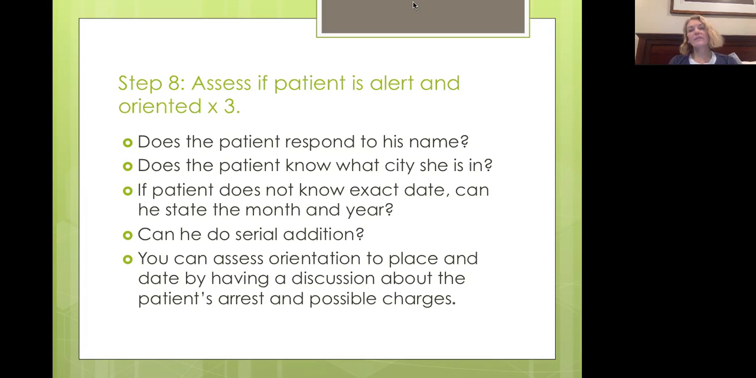You can also assess orientation to place and date by having a discussion about the patient's arrest, like what happened when you were arrested. Do you remember what day it was? Like, where were you? And if they can give you a good story of the arrest, that's a very reassuring sign that they're alert and oriented ×3.